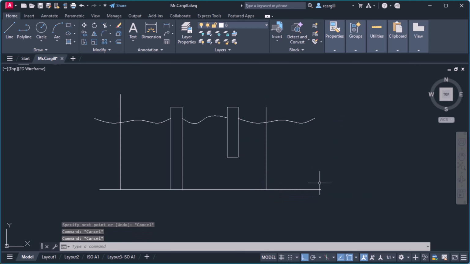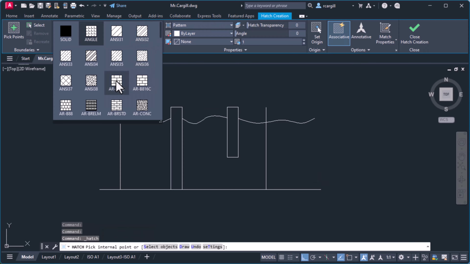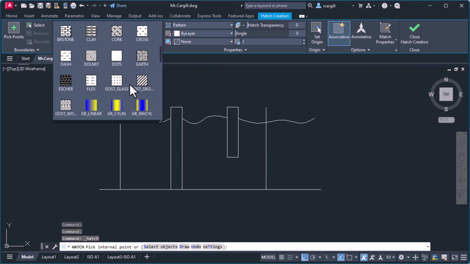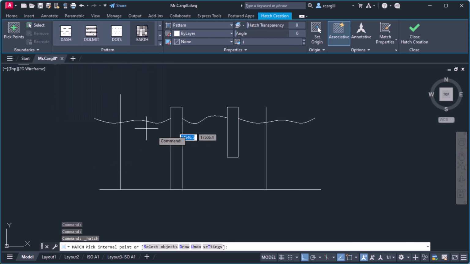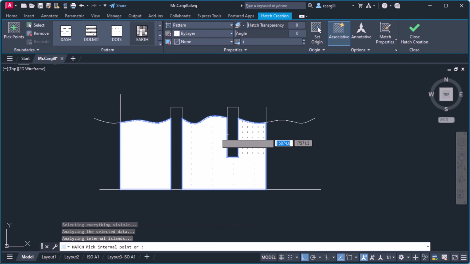The reason I drew that line is to do this. I can go to hatch, and then in my hatch I can select earth. So just scroll down, you'll see earth. So this is earth right here. This represents soil. So I'll just click in here. I'll also click over here.